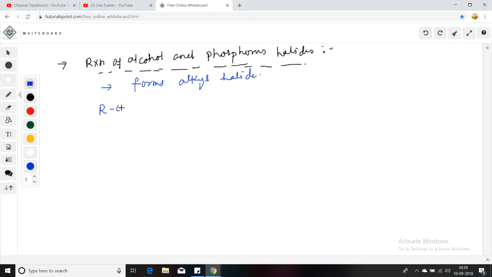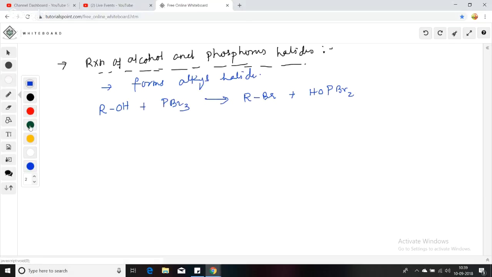Reaction, you see how the reaction takes place. If you have ROH plus PBr3, this gives you RBr plus HOPBr2. This is the product we get here. HO plus PBr2. Okay. Mechanism, if you want to see, we have two-step mechanism in this.